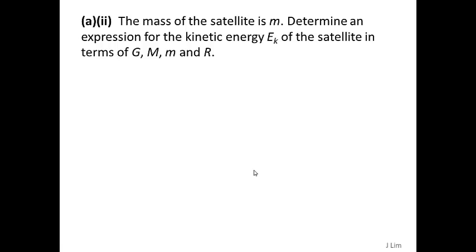The mass of the satellite is small m. Determine an expression for the kinetic energy Ek of the satellite in terms of G, big M, small m and r. So v squared equals GM over r, and the kinetic energy is half mv squared. So substituting v squared as GM over r, we end up with half GMm over r.